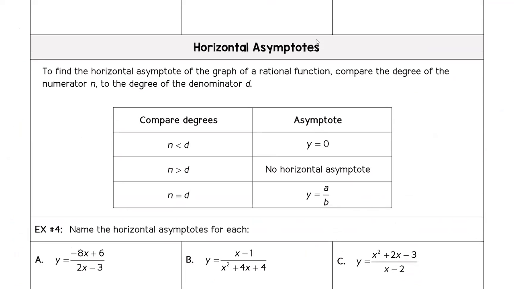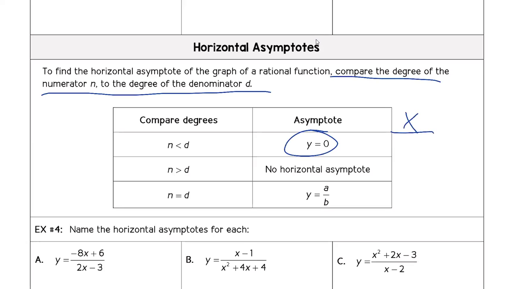So keep in mind, we're talking about the highest power of the variable in each one of the functions. One thing we're going to see is we're always going to compare the degree of our numerator to the degree of our denominator. So if our numerator has a smaller degree than our bottom, you're always going to have a y-intercept at 0. So for example, that might look something like this.